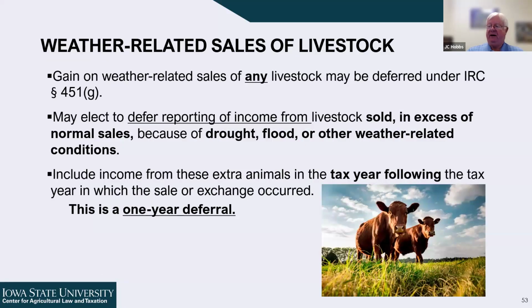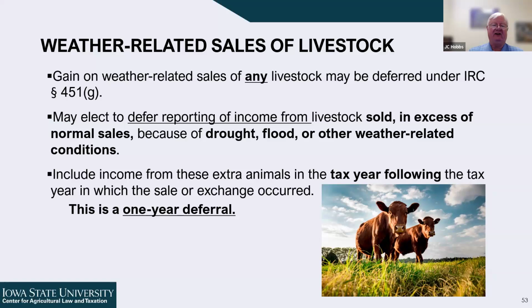So now we've got the next piece. That was the crop side of it. When we get into the livestock, it's a little different ball game, but not a whole lot different. We have weather-related sales of any livestock. That can be calves, that can be breeding animals of any kind, pigs, etc. And they may be deferred. I give you the code section there, 451(g), just to help out.